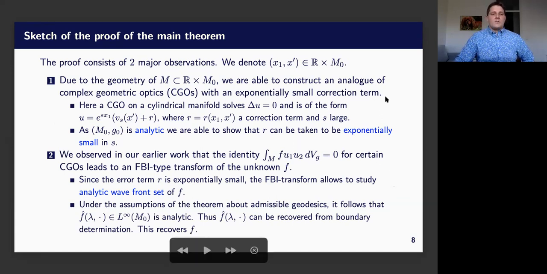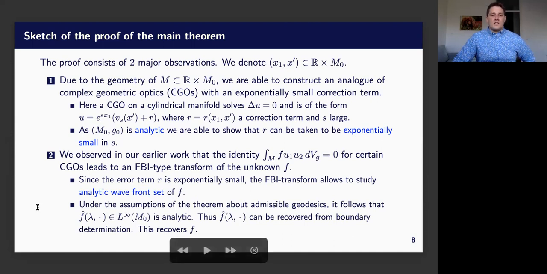The second point is this. In our earlier work with David and Matti and Slava and Mikko, I think that was all of us, we observed that the integral identity of the linearized Calderón problem for certain CGOs on cylindrical manifolds leads to an integral transformation, called the FBI transformation, of this unknown f. Now, since the error term we were able to solve is exponentially small, a feature of this FBI transformation, which I will explain later, allows us to study the analytic wavefront set of f.